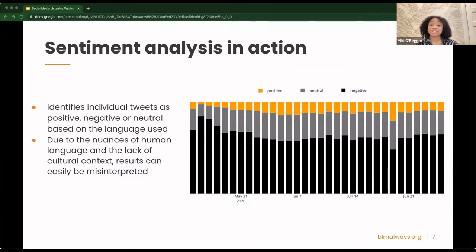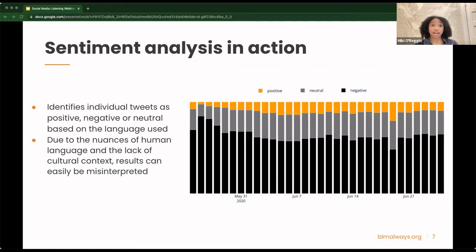However, what this chart doesn't tell you at first glance is that the sentiments don't actually refer to attitudes towards a specific topic, but refer to the language being used. So the majority of Twitter users weren't against BLM or in support of ex-officer Derek Chauvin, but they were using language that the NLP algorithm marked as negative.